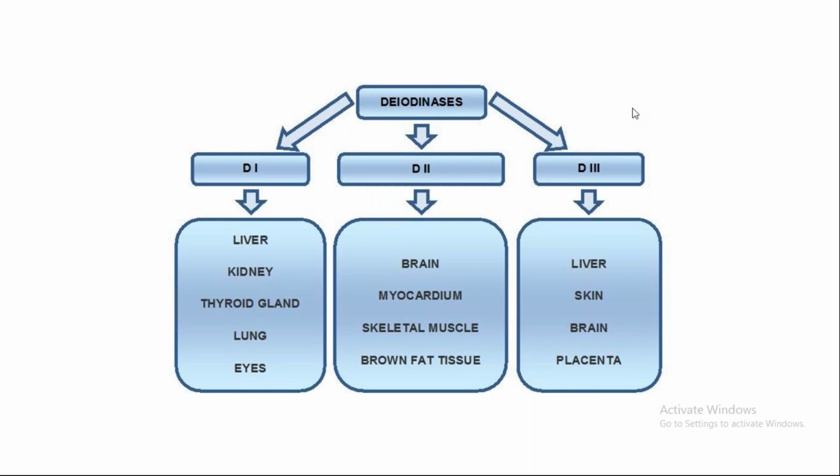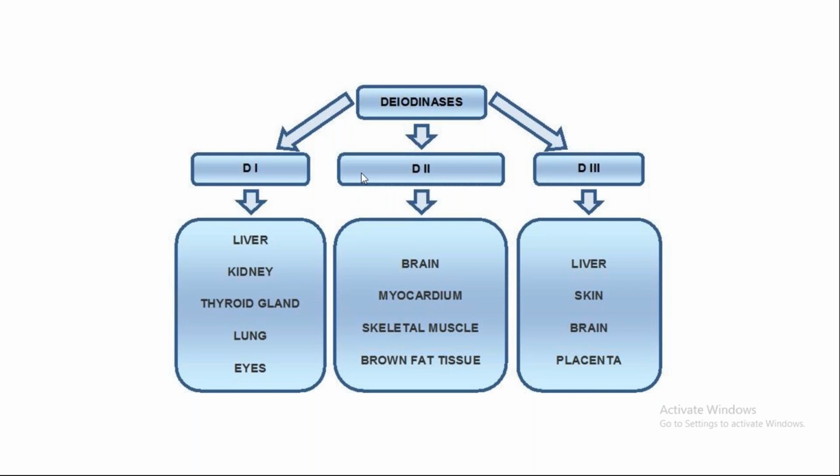So D1 and D2 are 5'-deiodinase enzymes that convert T4 to T3, so ultimately it is converted to T3. That is the most potent biologically active form, to maintain the level of intracellular T3 for target tissue. And D3 promotes the conversion of T4 to RT3, and RT3 is the least biologically active, or non-biologically active, form.